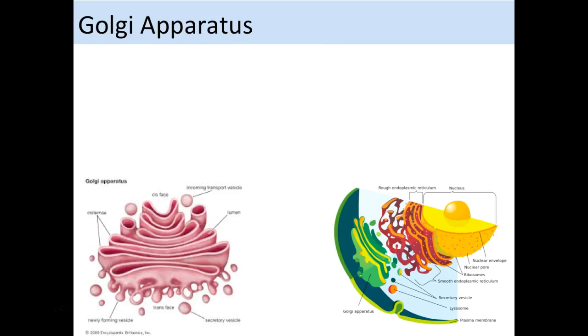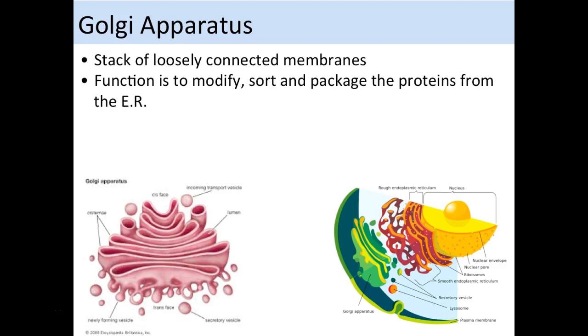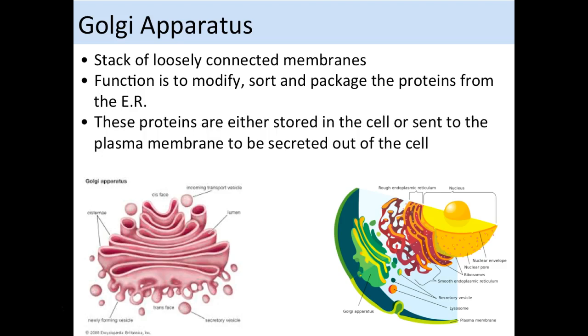The next organelle is another membrane-bound organelle called the Golgi apparatus, found in both animal and plant cells. It is a stack of loosely connected membranes, and it functions to modify, sort, and package proteins made from the endoplasmic reticulum. These proteins are either stored in the cell, or the Golgi apparatus will send them to the plasma membrane to be secreted out of the cell.